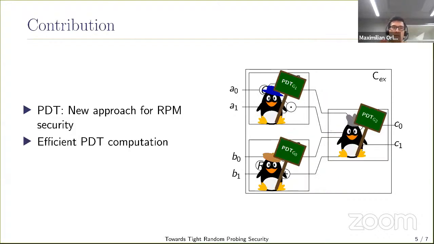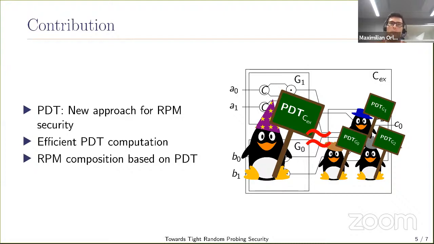Further, we explain how we can compute the PDTs efficiently. Here we use a Monte Carlo approximation to compute the circuits up to 6 shares. For the multiplication, for example, we need 33 hours. That's the reason why we also need some other approximations. And we give composition results on how to compute the PDTs for much larger circuits. In detail, we explain how to compute the PDT of larger circuits with the help of the PDTs of smaller sub-circuits of the circuit.